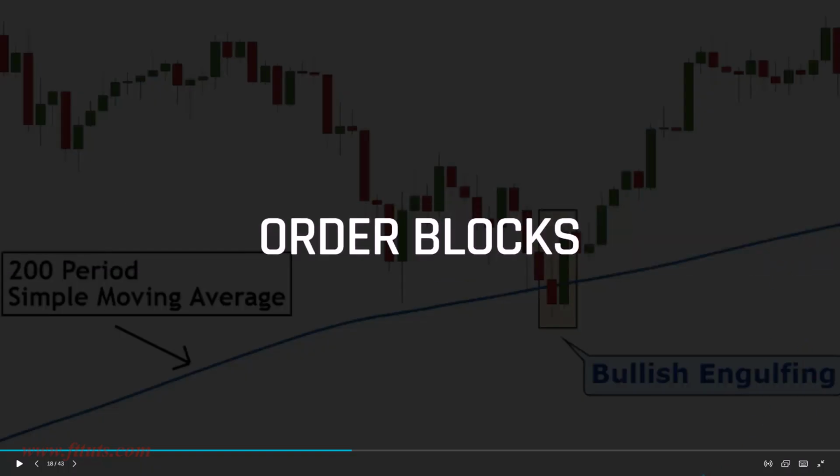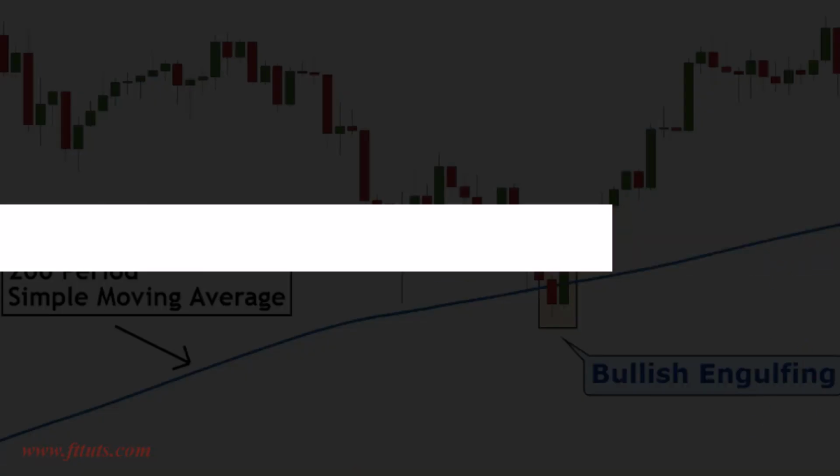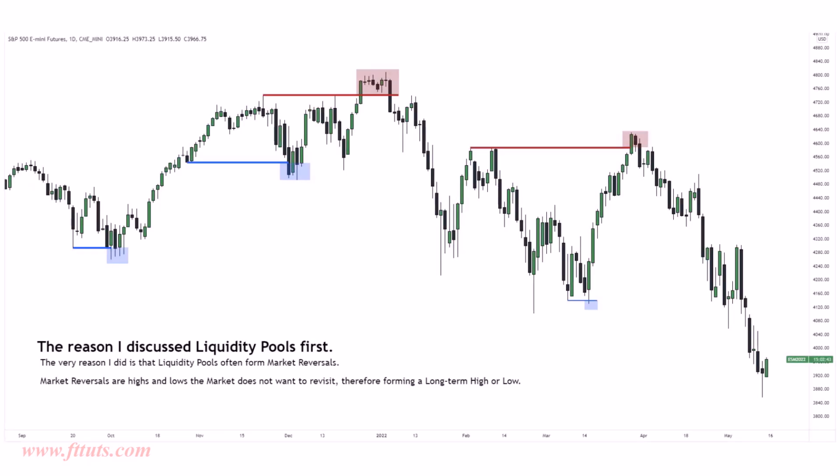So let's talk about order blocks now. We just covered liquidity pools, and there's a reason I discussed liquidity pools first. The very reason I did is that liquidity pools often follow market reversals. Market reversals are highs and lows the market does not want to revisit, therefore forming a long-term high or low.